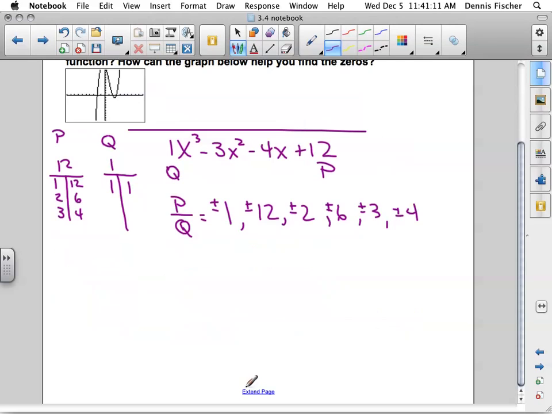Well, if I was setting up a synthetic division on this one, I'm going to put my equation out first: 1, -3, -4, 12. And I'm going to try 3.